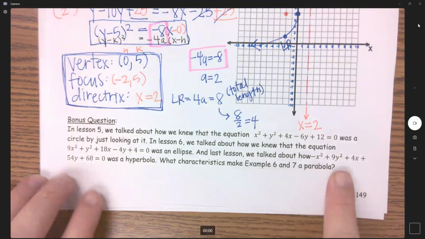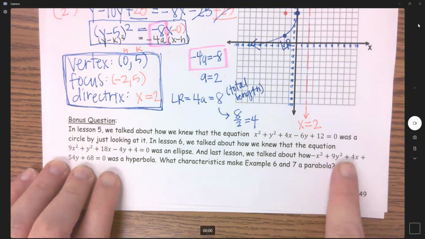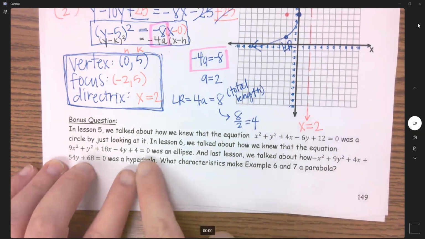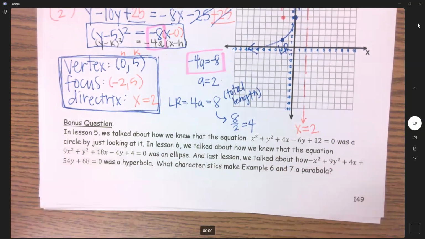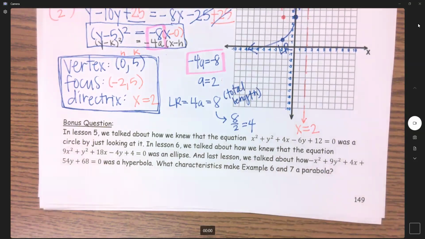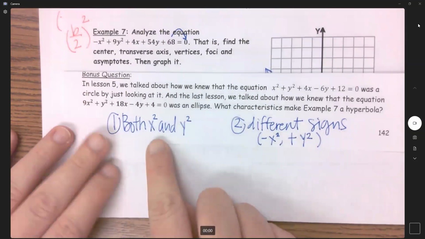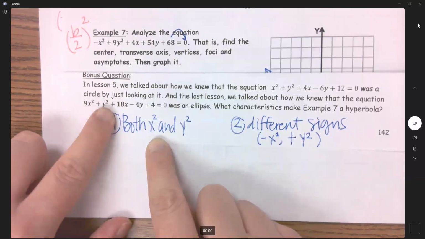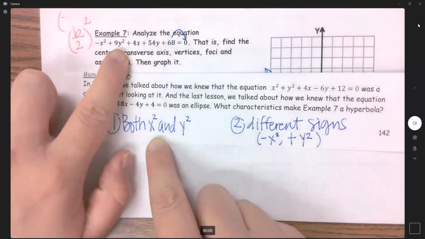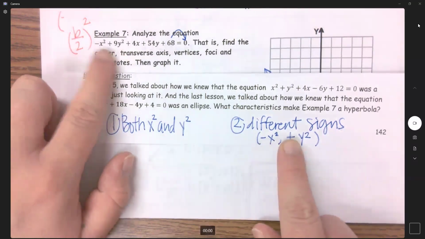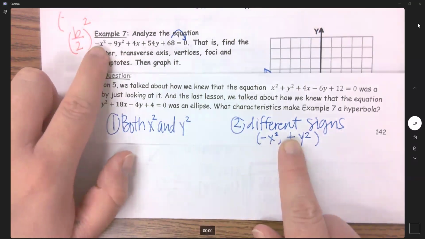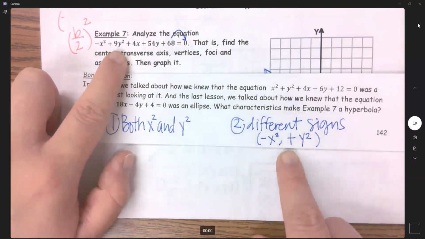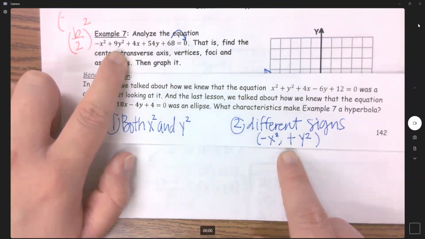Last lesson, we talked about how this equation here, and it's split up, but this is the important bit, was a hyperbola. How did we know that this was a hyperbola? Pause the video if you want more time. We only had 2 characteristics here. First, we had both x squared and y squared. But this time we had different signs. A negative x squared, but a positive y squared. So that told me it was a hyperbola.